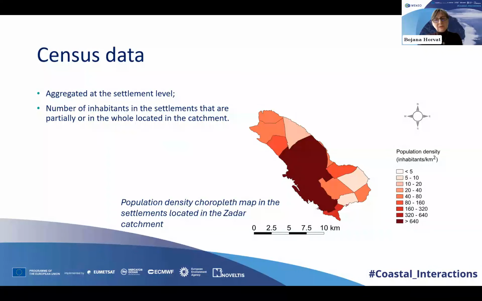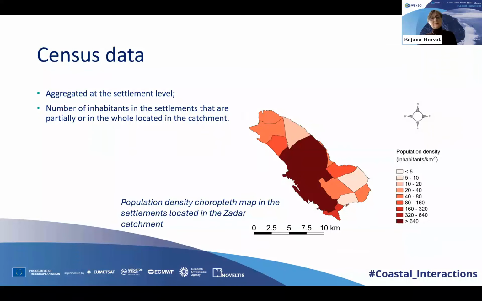When it comes to analyzing population that is exposed to flooding, we had to use census data. But the census data has a certain degree of generalization since it is collected at the settlement level. By that I mean the administrative boundaries of the settlements, which is illustrated in this choropleth map of the census data, population density data for the settlements in our research area, which is the Zadar catchment.